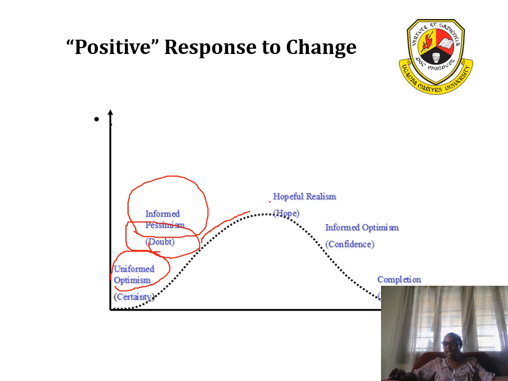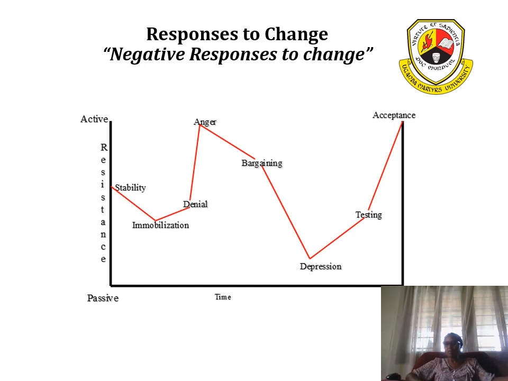So once the users or those who are positive begin to see things are working, there is hopeful realism, especially when they see the new system is working or the new way of doing things actually does work and gives results. And this gives way to informed optimism, confidence in the new system. So this finally leads to the completion and acceptance, the final stage. So this is the positive side of things. However, these things are not always positive.